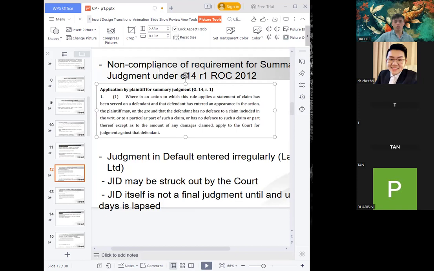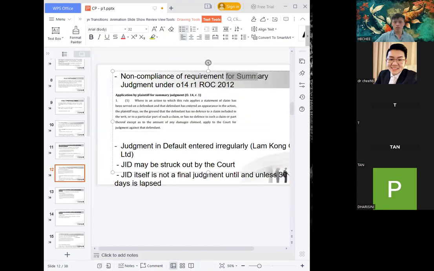Okay, so the fourth one is non-compliance of the requirement for summary judgment. For the summary judgment, I think we will discover it sooner or later, but just a brief idea for everyone. Summary judgment is when you want to dispose of a matter without going for full trial. When the plaintiff has served a writ and the statement of claim to the defendant, provided that the defendant does not have any defense, the plaintiff can apply to the court for summary judgment. We will discuss the types of summary judgment sooner or later.